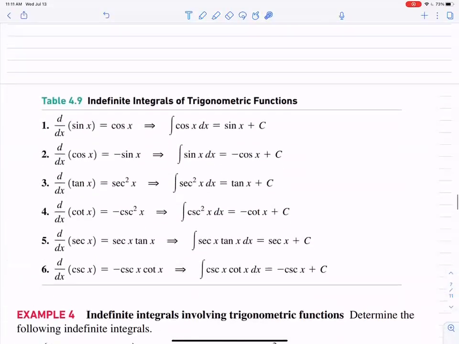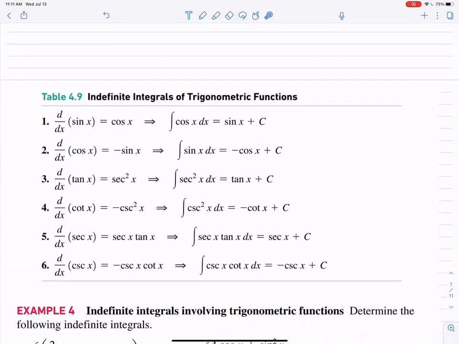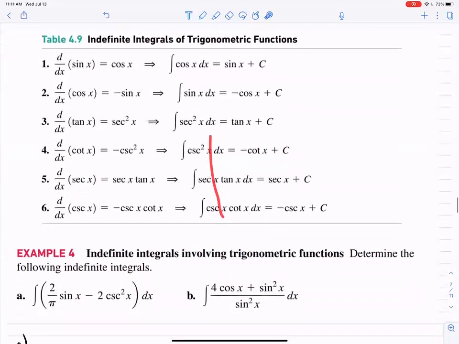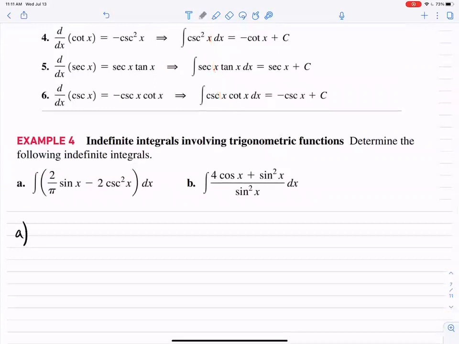And so here's a table of a lot of indefinite trig integrals. Because the derivative of sine of x is cosine x, that means the antiderivative of cosine x is sine of x. Because the derivative of cosine x is negative sine x, the antiderivative of sine x is negative cosine x, so on and so forth. And so those are the rules. And so let's use those rules to do some others.